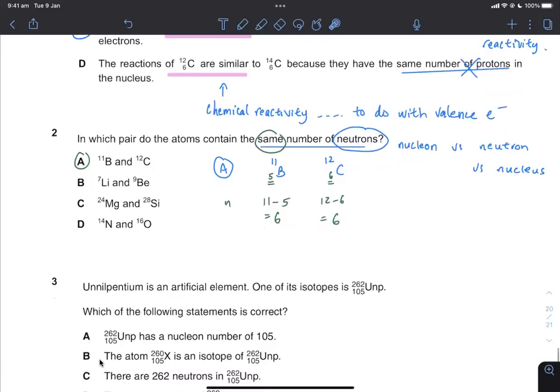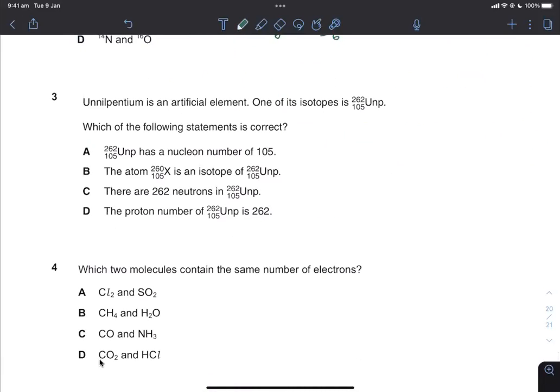Now, part 3, question 3. This looks a bit tricky. It's just an artificial element. One of its isotopes. So what we know about isotopes is different atoms of the same element. So it's the same number of protons, but different number of neutrons. These are things which you have running in your mind as you go through this question. As you see this word isotopes, you are reminded of the definition. This is something that you have in your head playing, yeah? Okay, so which of the following is correct?